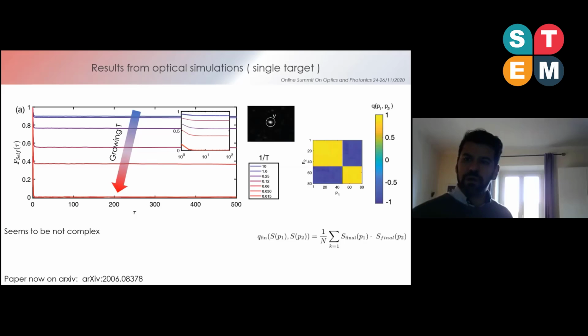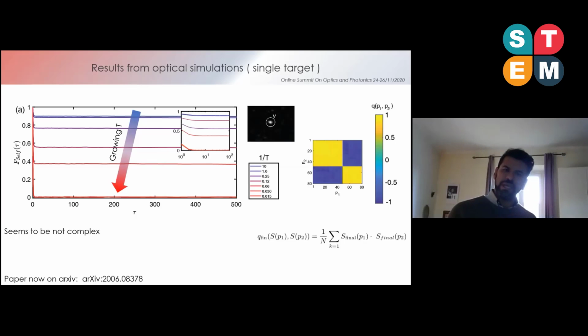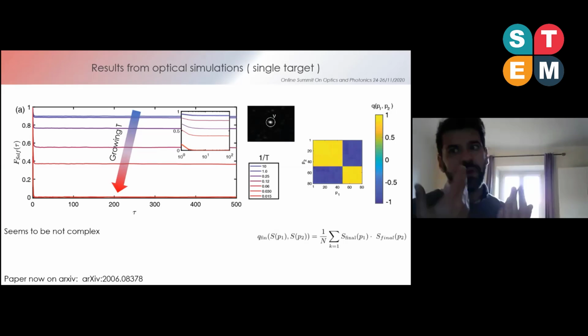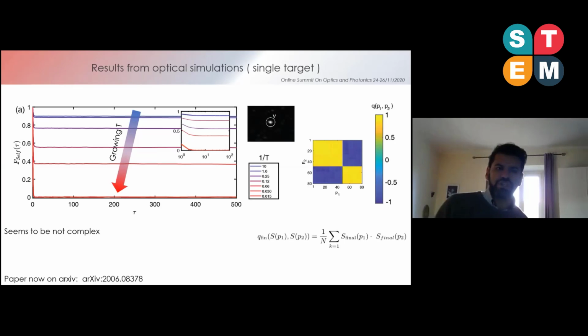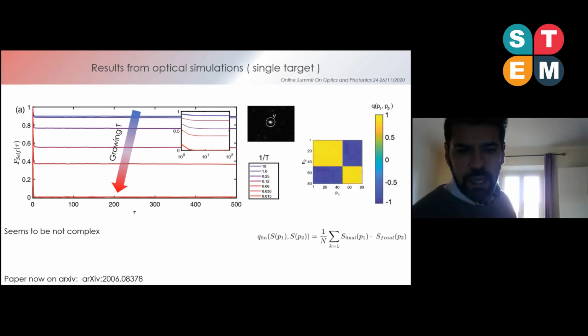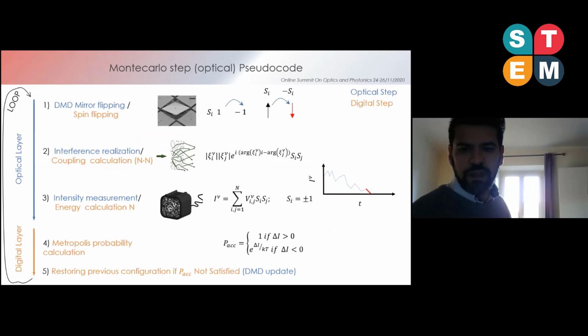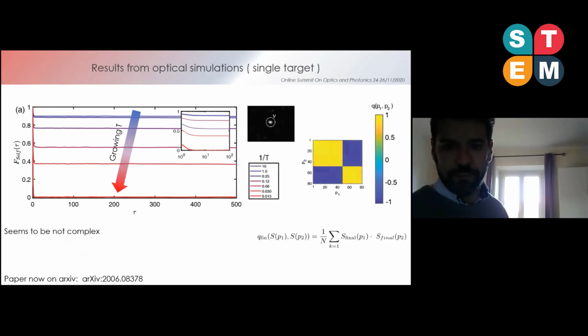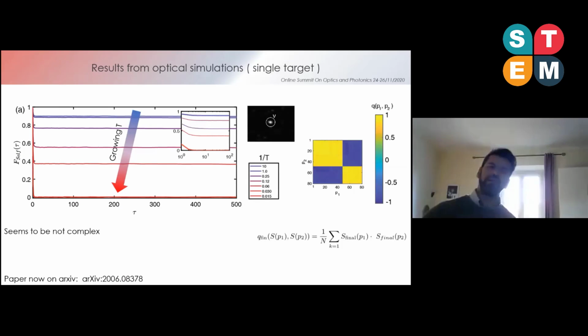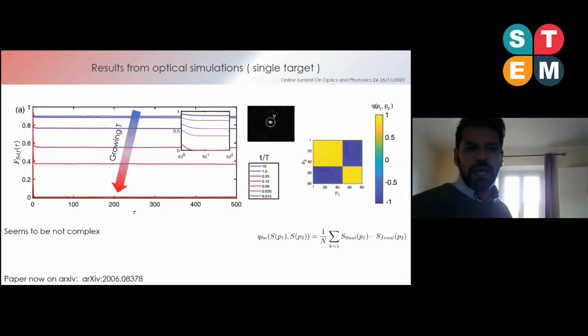Each time we store the state of the DMD, and we can calculate F self just by multiplying the two configurations, and then we can do this at a different temperature just by controlling the T parameter, the beta parameter in the probability of acceptance step. So we can perform many optical simulations as a function of temperature, and actually this is the first result.